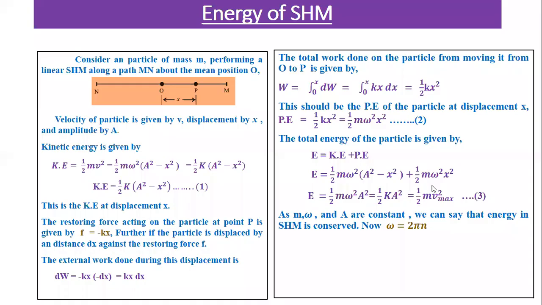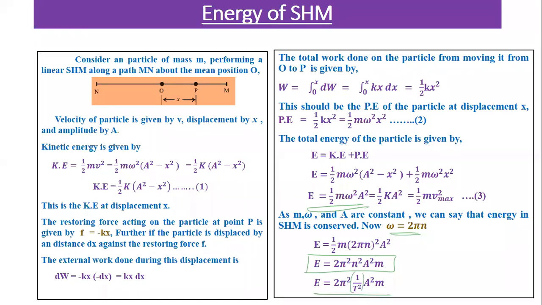Omega is 2 pi n. If we substitute omega as 2 pi n in this formula, then we get 1 by 2 m, 2 pi n in a bracket square, times a square. Now after solving this, we get this formula for total energy. By this formula, this n square we can write as 1 by T square. It is the period. Frequency is 1 by period, that you know.